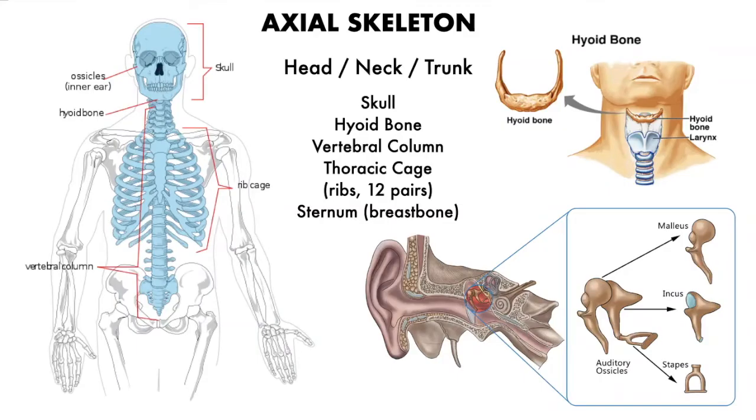So you can see here's the axial skeleton. We have the head, neck, and trunk of the body. So we have the skull, the hyoid bone. You can see that it's kind of near the thyroid, the larynx. The hyoid bone really doesn't have any articulation or connection with any other bone. We have the vertebral column. We have the thoracic cage, which are 12 pairs of ribs. We have the sternum, which is the breastplate or the breastbone. And then we have the auditory ossicles, which are the malleus, incus, and stapes. And we said we have 2 pairs of the auditory ossicles.